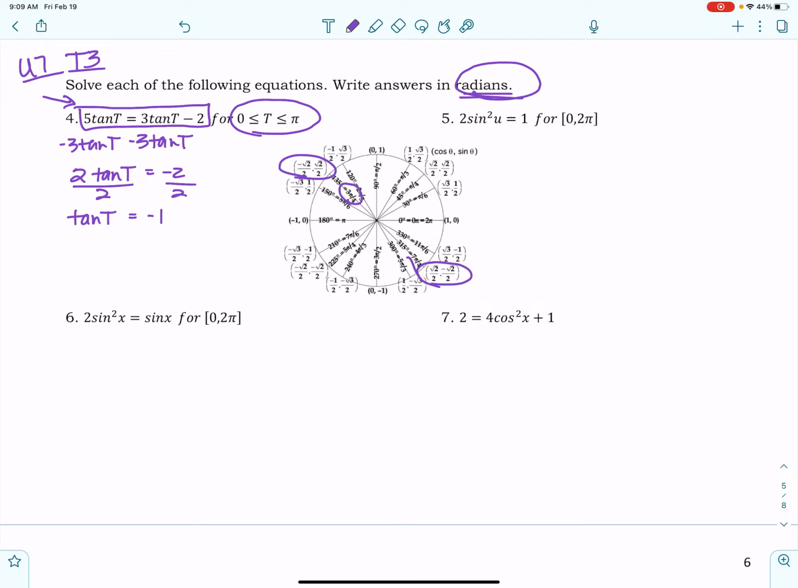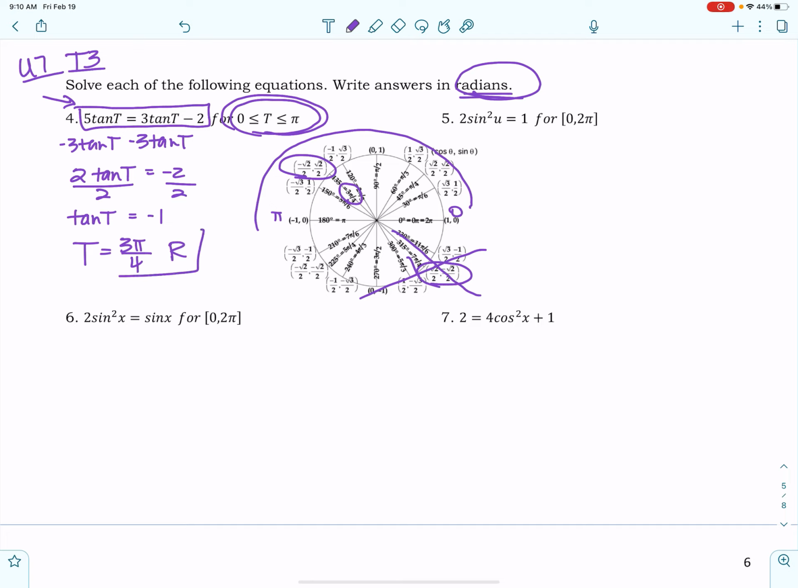Also, though, I have a restriction. So remember, we're restricted between 0 and pi right here. So this value I don't care about. I only care about the value in my restriction. And since I'm restricted between 0 and pi, I only care about 3 pi over 4. So that means that this t is equal to 3 pi over 4 radians. Okay? So that's all you have to write. You are done with that one.